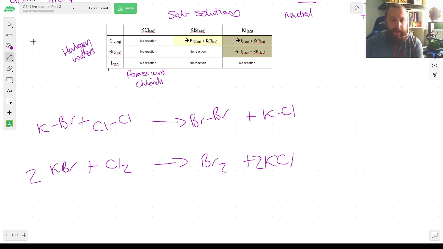But notice what's happening here is the chlorine is kicking the bromine out and replacing it when it's attached to the potassium. So we're kicking that molecule out, and the iodine is taking its place. So the more reactive halogen is going to end up taking the place of the less reactive halogen in the compound. So we call these displacement reactions.